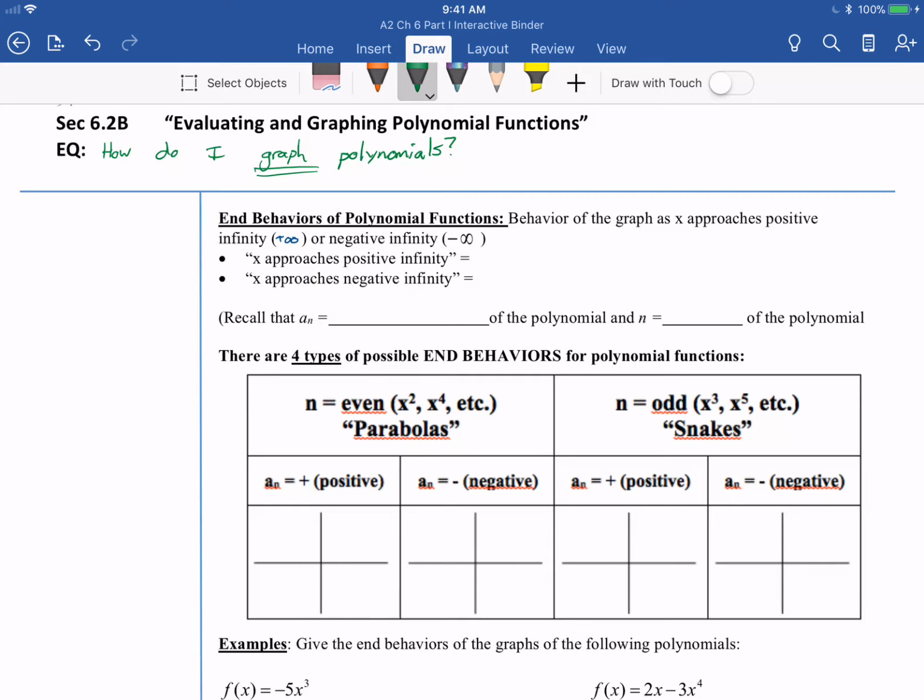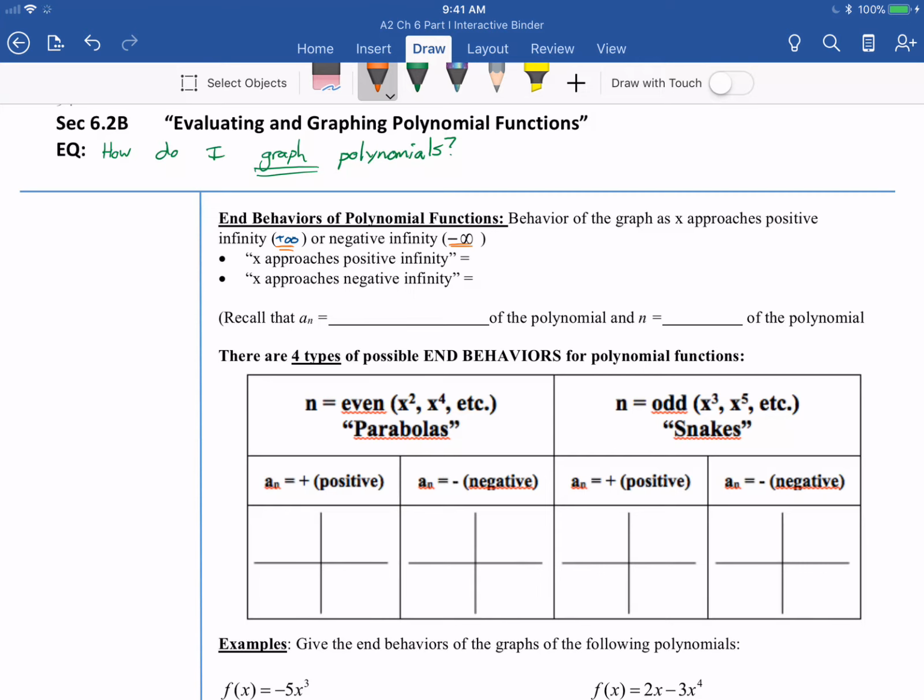All right, so here we go. End behaviors of polynomial functions. This is something that you probably have heard of, but maybe haven't really seen before in math, this concept of infinity. Okay, so the behavior of a graph as x approaches positive infinity or negative infinity. The infinity symbol is kind of that sideways 8, or I just write it as two circles right next to each other.